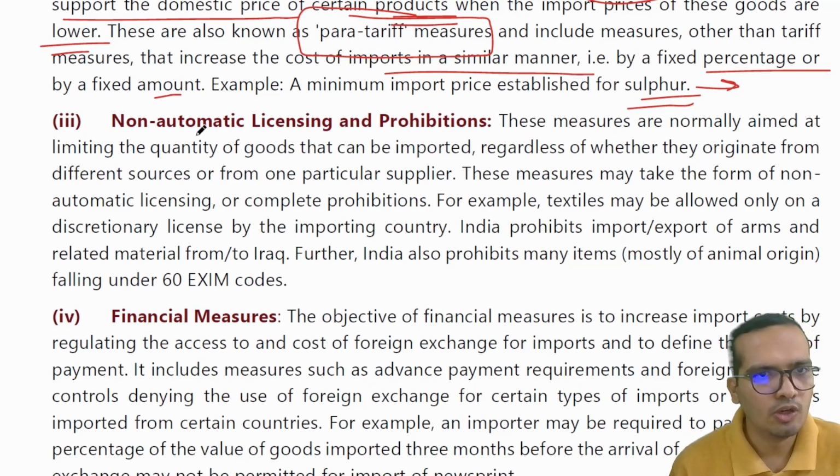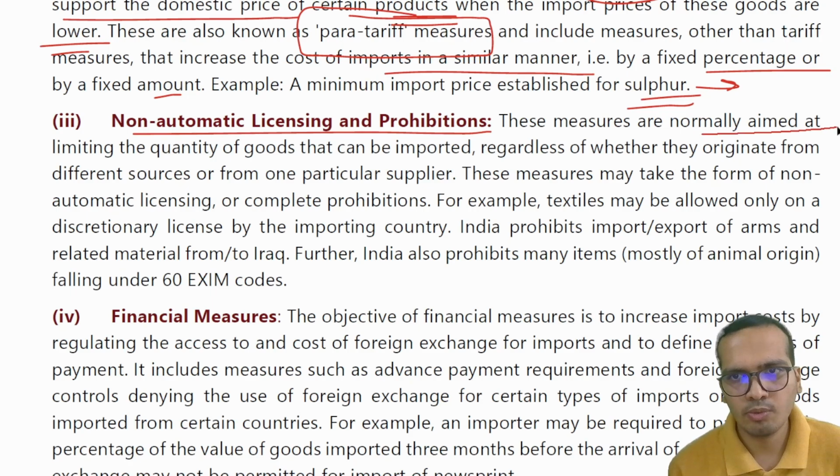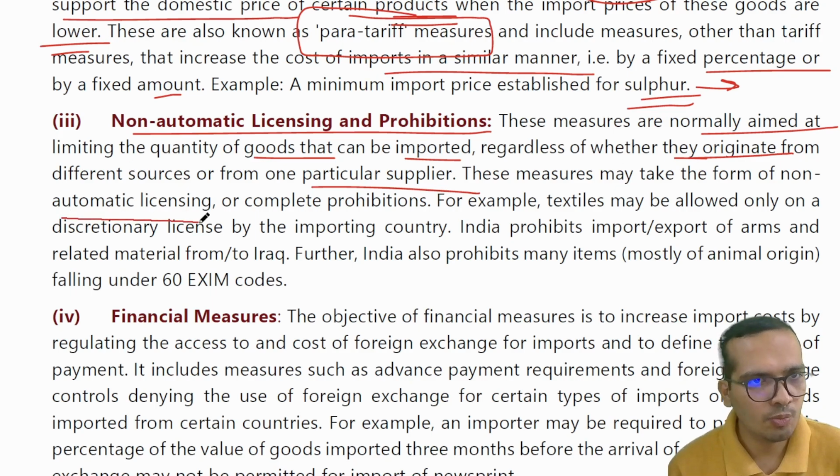Then we have non-automatic licensing and prohibitions. These measures are normally aimed at limiting the quantity of goods that can be imported, regardless of whether they originate from different sources or from one particular supplier. These measures may take the form of non-automatic licensing or complete prohibitions.